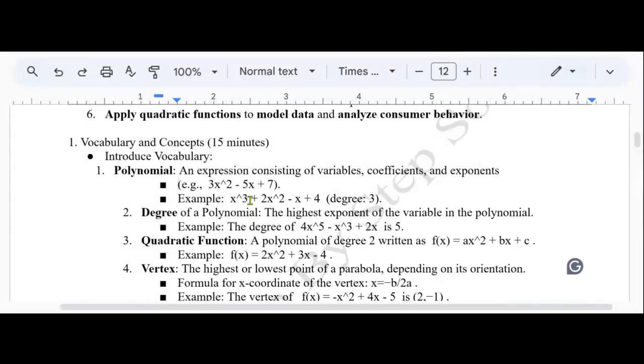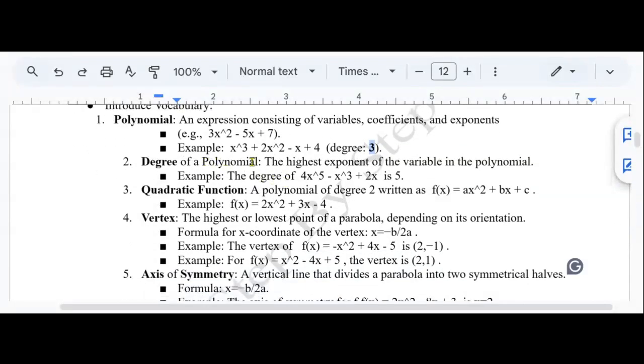Another example, x cubed plus 2x squared minus x plus 4. What is the degree of this polynomial? 3. Why 3? Because it's the biggest power. Very good. Degree of a polynomial: the highest exponent of what? Of the variable in the polynomial.